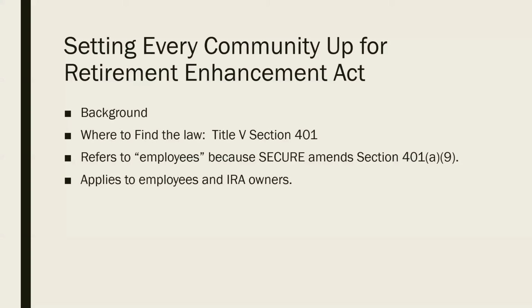And so Title 5 of Division O of the Act, Section 401, which is somewhat confusing in itself, is where the provisions relating to the required minimum distribution rules can be found. The statute refers to employees because the Act amends Section 401(a)(9) of the Internal Revenue Code, which has the minimum distribution rules for qualified plans, and the IRA minimum distribution rules refer to those rules by reference. So any reference in the statute to an employee should be read as referring not only to employees, but also to IRA owners.